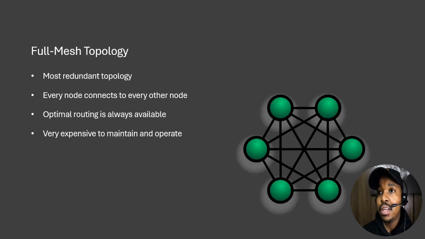And next we look at the full mesh topology. It's basically the most redundant topology. Every node connects to every other node. Optimal routing is always available, but it's very expensive to maintain and operate. It's very redundant because when you connect different devices on this network, the nodes of the different devices connect to every other node within the network itself. So when one connection fails, you can still route your data using a different node, basically.